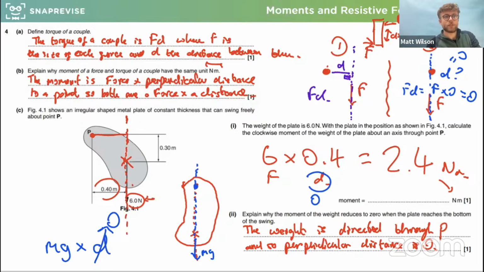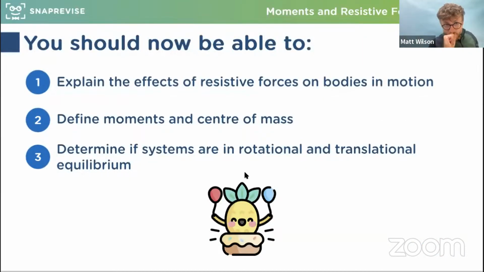Feel free to let me know if you still have questions about that. Just for the purpose of time, while I'm looking at the chat, I will just wrap up. You should now be able to explain the effects of resistive forces on bodies in motion. You should be able to define moments and define centers of mass. And you should be able to determine if systems are in rotational and translational equilibrium, and also use knowing that they're in translational or rotational equilibrium to prove other cool things.